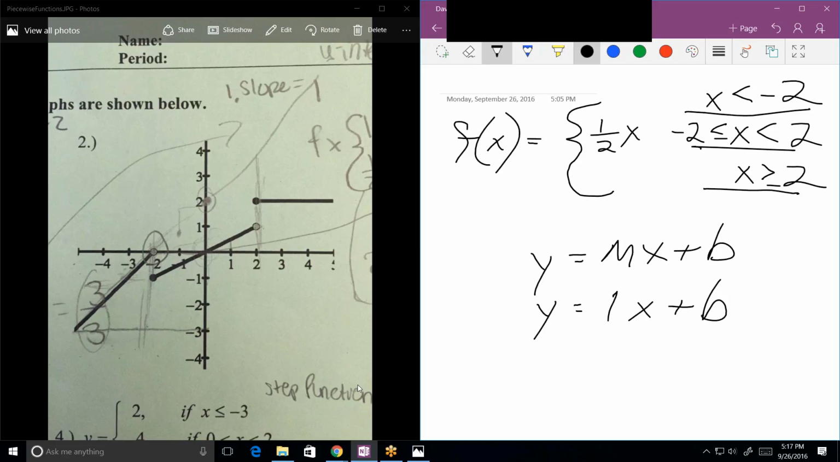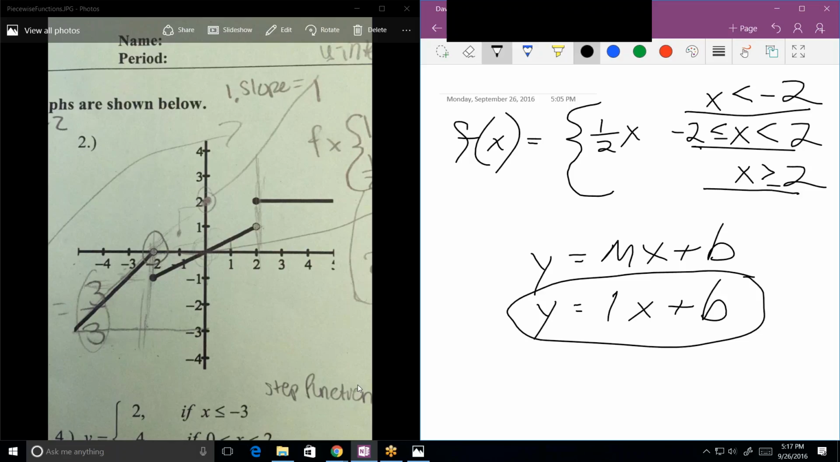Now, how can I get b? That's not a function. In other words, I want it to be all y's and x's only. So how would I solve for b for that left part?